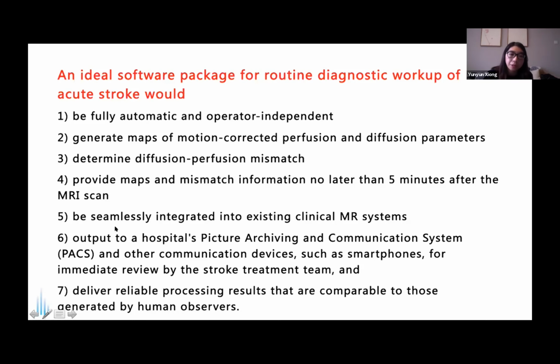And we wish this software to be integrated into the existing clinical MR system and to connect to the local communication system, like the PACS in our hospital. And if it can work with other communication devices such as the smartphone, then this software may be more user-friendly in stroke treatment, in particular in acute stroke in the ED. And we also wish this software can deliver reliable processing results that are comparable to those generated by human observers. So this is the ideal software package.